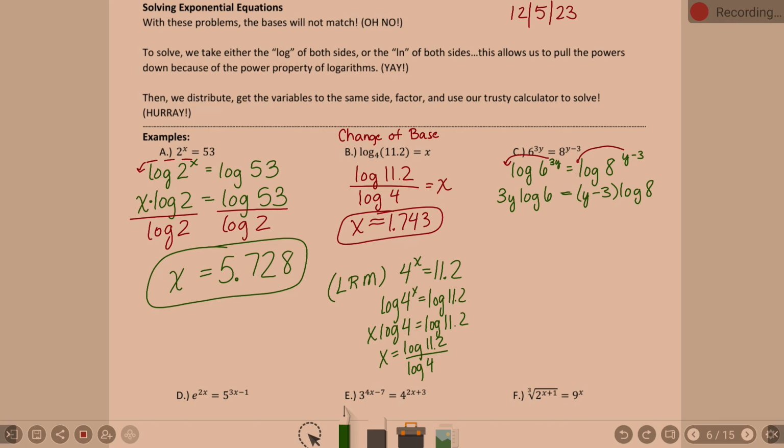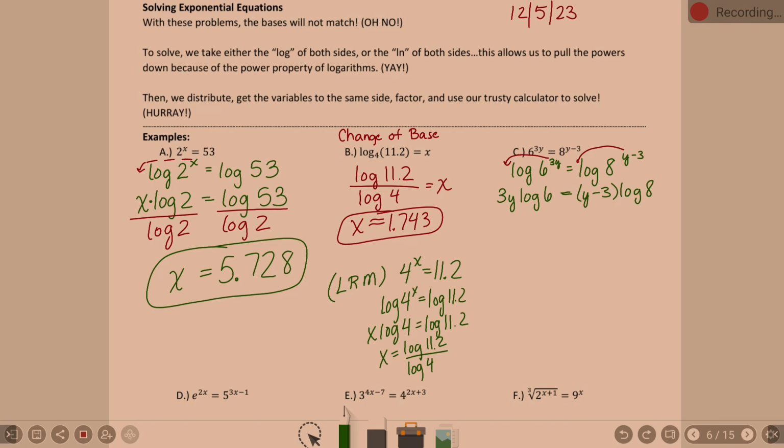Could you divide over the log of 6 and divide over the y minus 3 so that your variables, your y's, would all be together on the same side? However, by doing that, your y's are going to be in a fraction form. Yeah. And it's not going to be a pretty fraction. Okay, so agreed, we do need to get the y's all on the same side. Division is not the option, though, because that's going to make it ugly to work with.